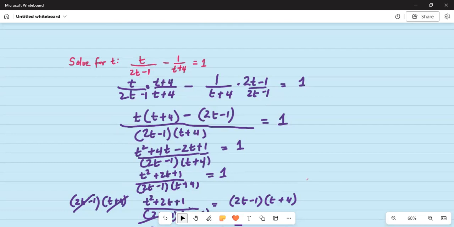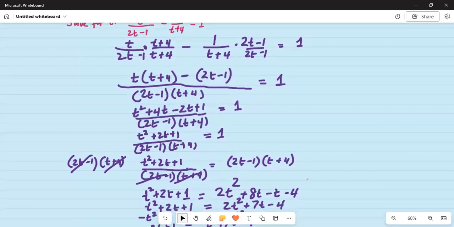Similarly, in the denominator of the second term, 2t minus 1 is missing. So I multiply by 2t minus 1 in the numerator and 2t minus 1 in the denominator. Then the common denominator is 2t minus 1 times t plus 4. And the numerator is t times t plus 4 minus 2t minus 1. So t times t plus 4 is t square plus 4t minus 2t. And two minuses make this plus. Do not make that mistake. Minus times minus is plus.